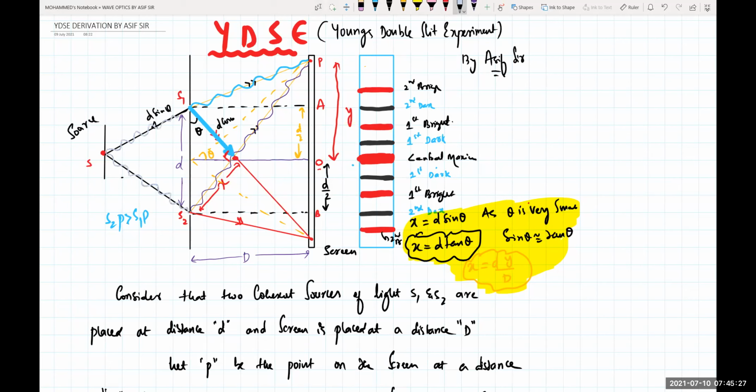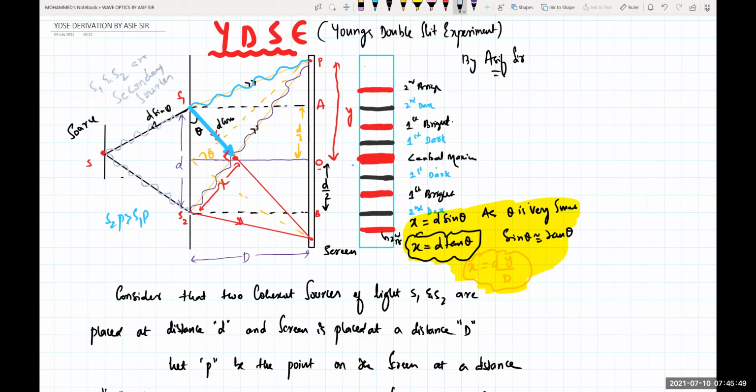At the two holes which have been kept in front of that, this is a cardboard with two holes S1 and S2. This S1 and S2 are called your secondary sources. S1 and S2 are called what, beta? Secondary sources. S1 and S2 are your secondary sources.